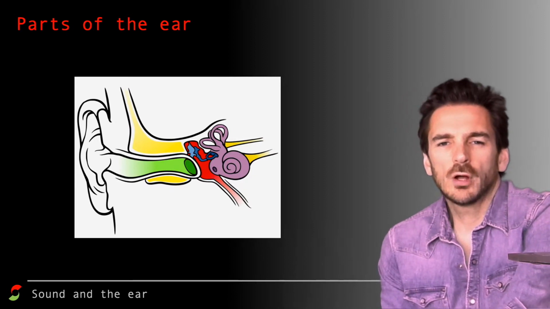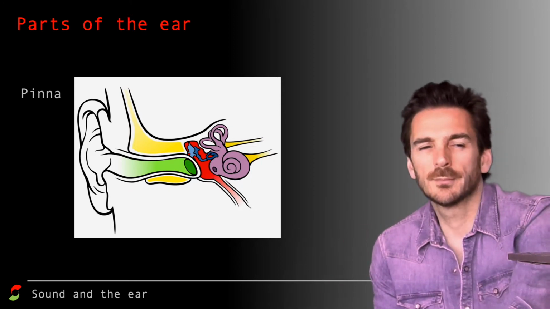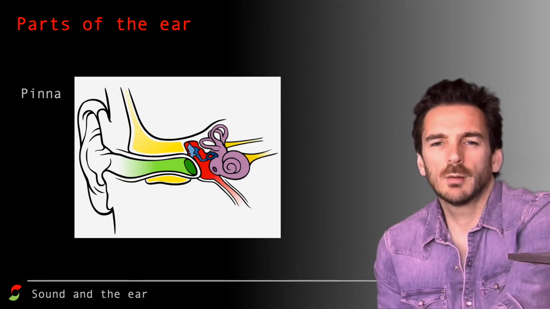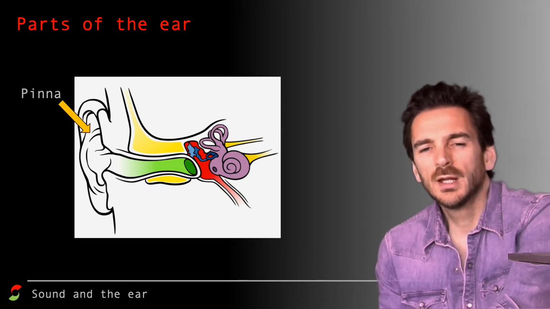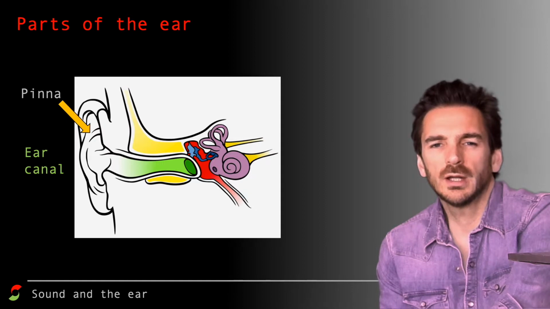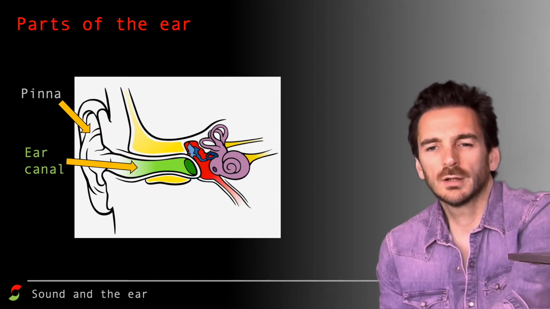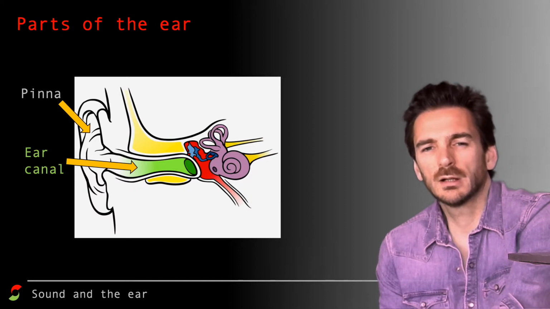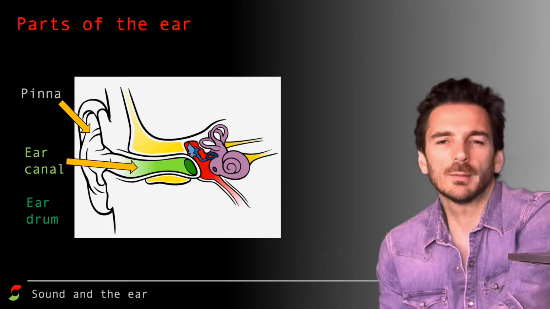So first of all, we've got this thing on the outside called the pinna. And the pinna is just a lump of cartilage that channels or funnels sound into the ear canal, which is a tube that links the outer ear into the middle ear and allows sound waves to then travel to something called the eardrum.